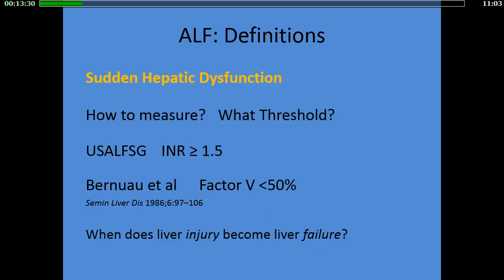So most people use coagulopathy, INR or factor V level. Increasingly, I think some people are concerned that an INR of just 1.5 probably isn't distinctive enough, and it can be mixed up with septic coagulopathy, and we need to be very clear that this coagulopathy is liver in etiology, not septic.